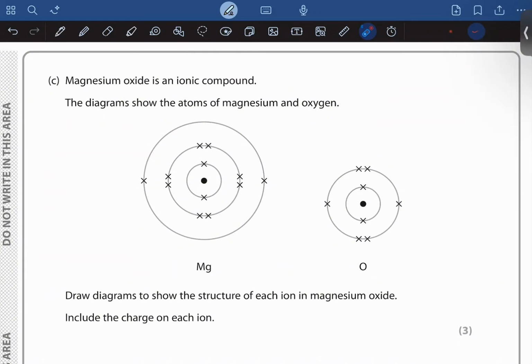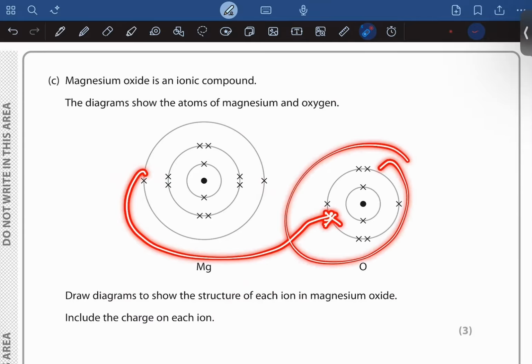Magnesium oxide is an ionic compound. The diagram shows the atoms of magnesium and oxygen. Draw the diagram to show the structure of each ion in magnesium oxide. Each ion. So magnesium is going to lose the 2 electrons, and the 2 electrons will be gained by the oxygen. Now we have 1 oxygen over here. We need another oxygen as well.